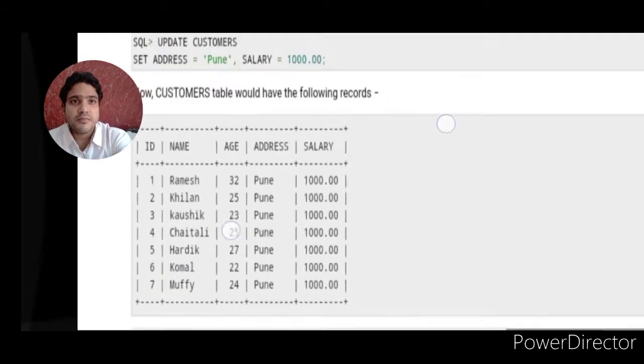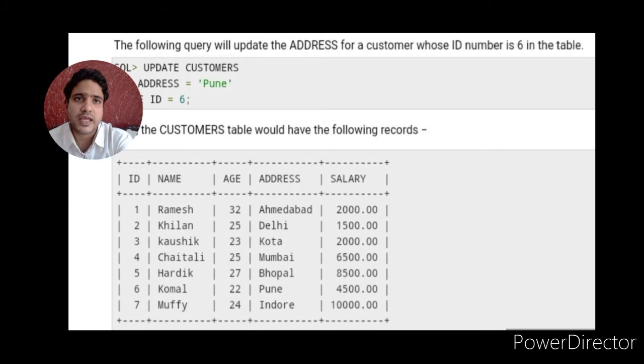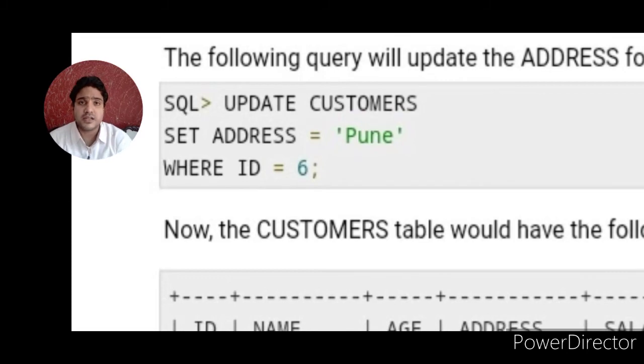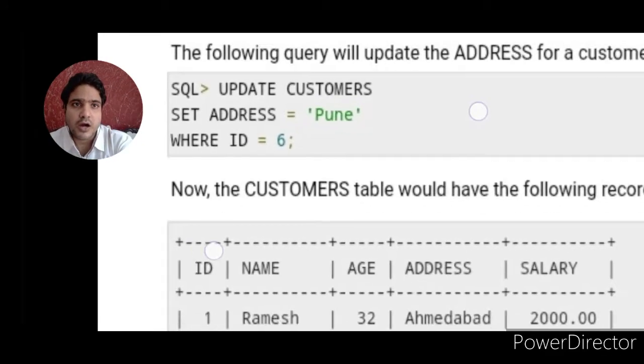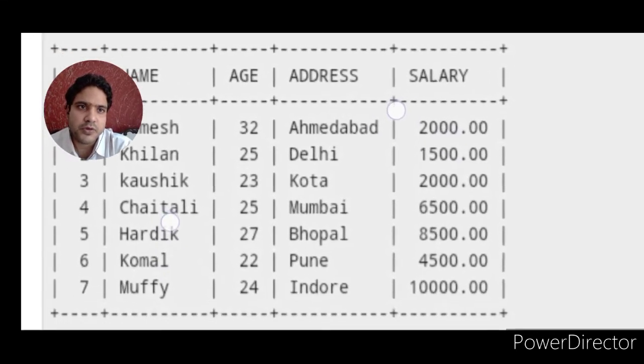These are the changes. But if the user wants only a particular row to change along with the attributes, it will be written like this. The condition will be applied, and you know the condition is applied with the where clause. Update customers, set address = 'Pune', where ID is 6. It means in the table, the customer with ID 6 has the address changed to Pune. The output would become like this: for ID 6, the address becomes Pune here.